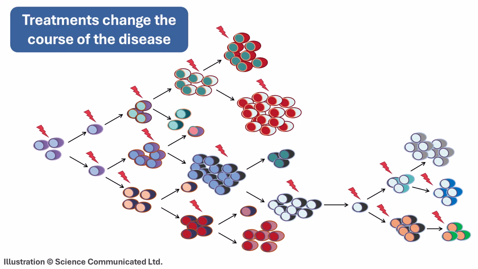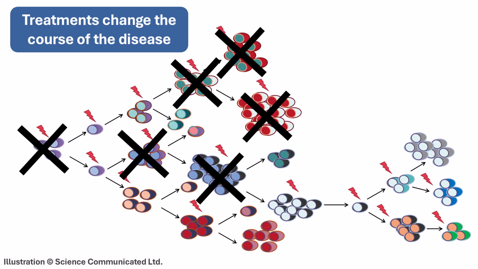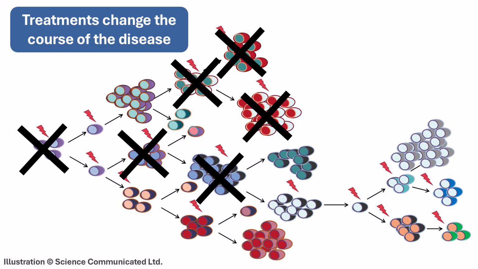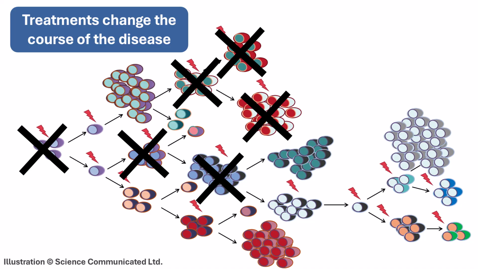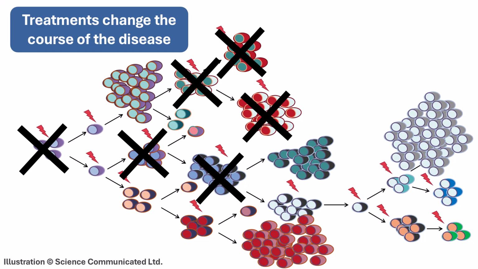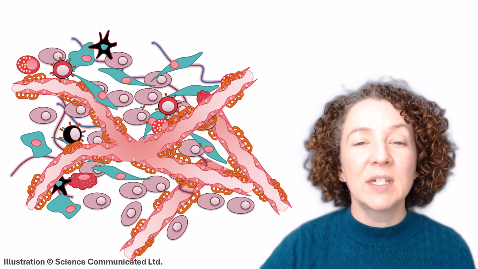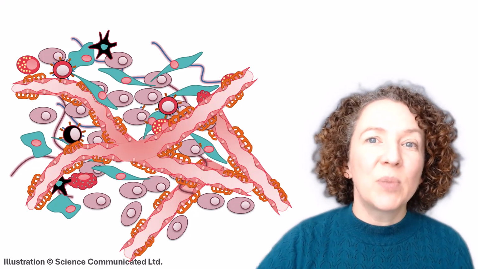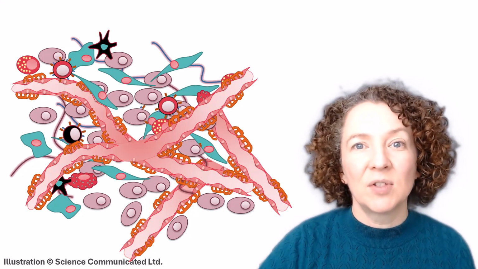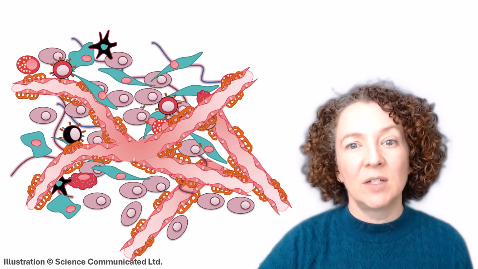Cancers are also affected by the treatments we give. Each round of treatment, whether it's chemotherapy or radiotherapy or something different, will kill some cancer cells but leave others behind. Gradually over time and with successive treatments, the person's disease changes. One way of categorizing tumors is according to their architecture, how the blood vessels, the different types of cells and proteins inside them are arranged.